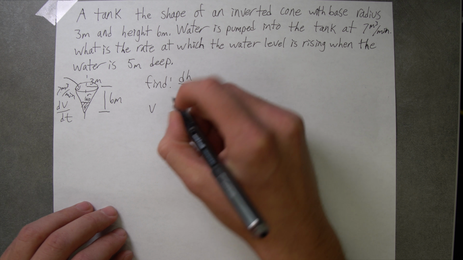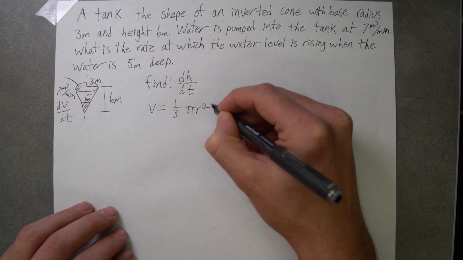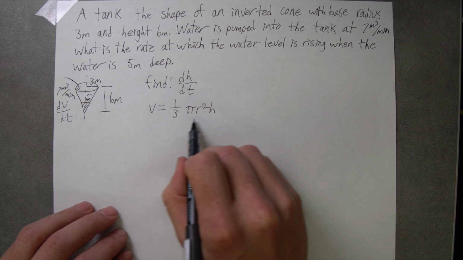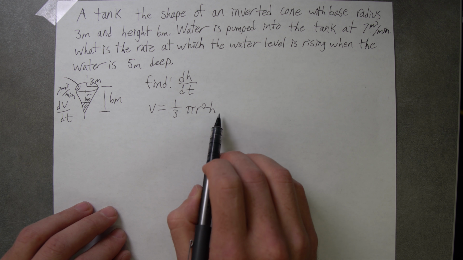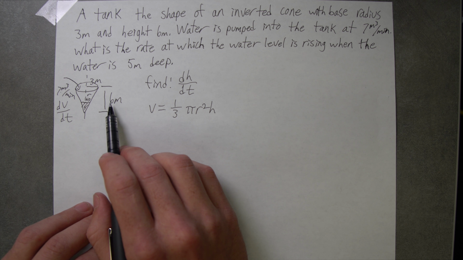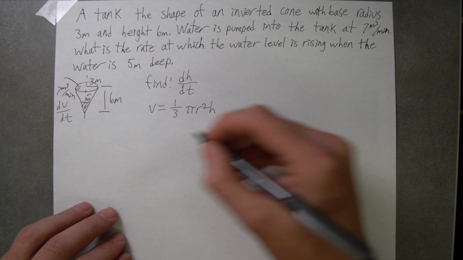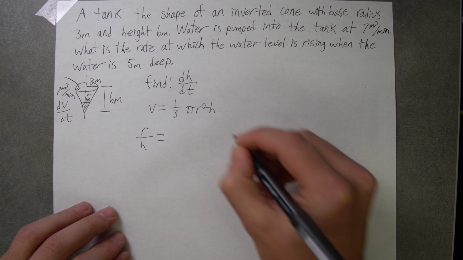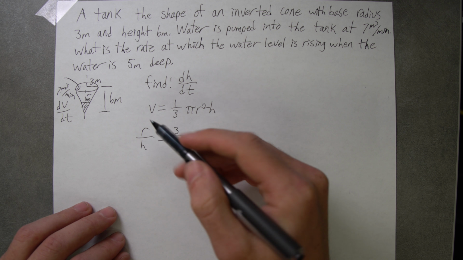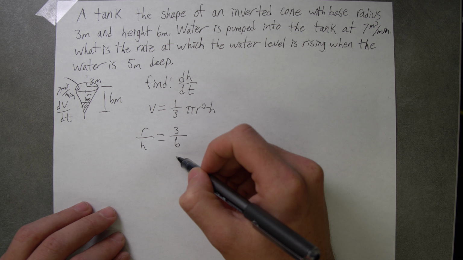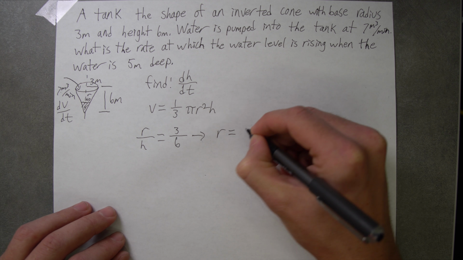The volume of our inverted cone is going to be 1/3 pi r squared h. We have both r and h here, which are going to be changing as the water goes up, so we need to relate our r and our h. The way that we can relate this is between this height and this radius over here. So we know that r over h is always going to be equal to the ratio between 3 over 6. The ratio between our radius and our height is always going to be 3 over 6. So another way that we can write this is that r is going to be equal to h over 2.